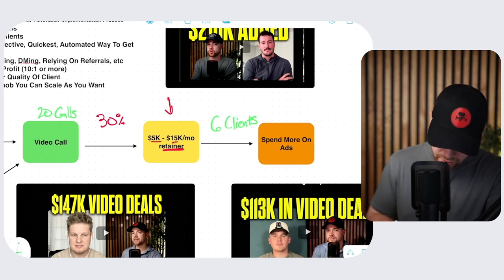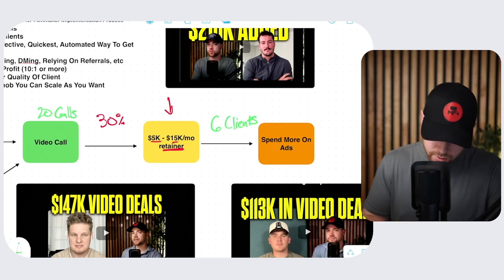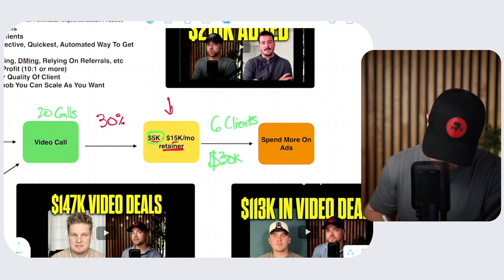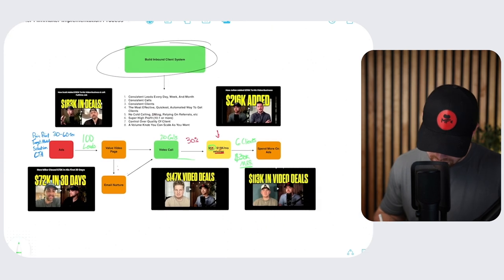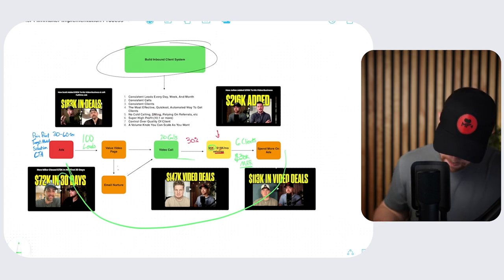And these 6 clients would pay me anywhere between 5 and 15K a month. Let's just say it's the lowest, it's 5K. Then that's going to turn into a minimum of 30K MRR for me and my business. And then what I do is I simply take that money, once I know the system is working, and I spend that money back on ads again.